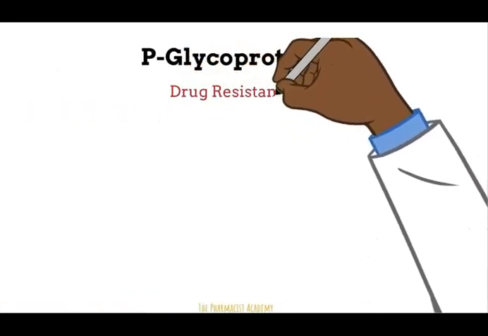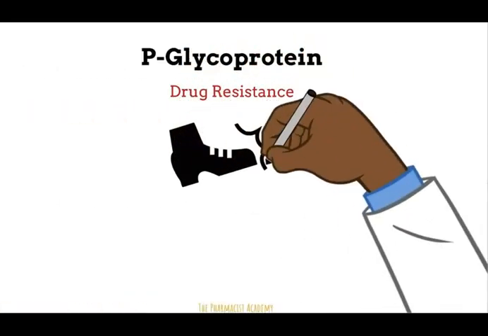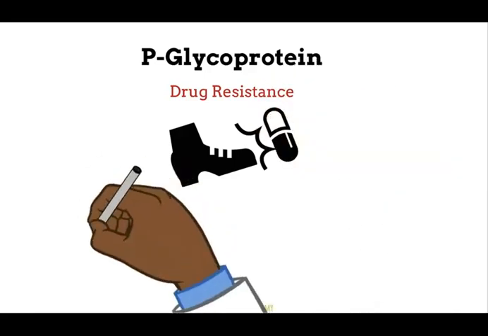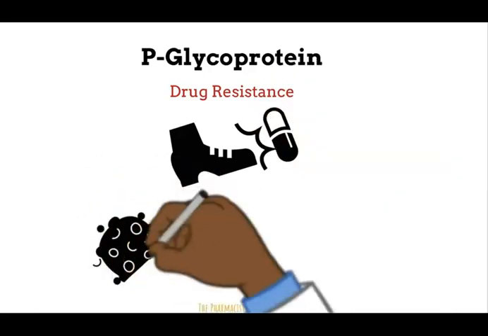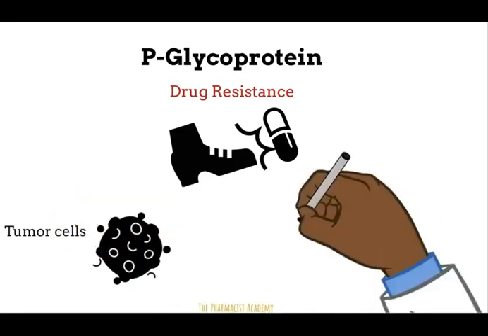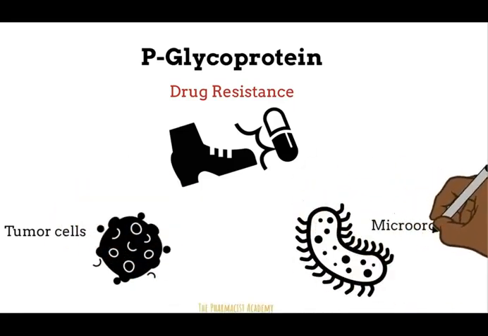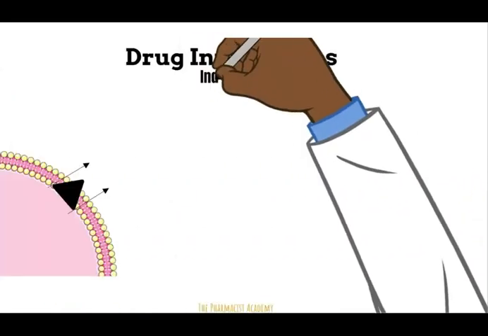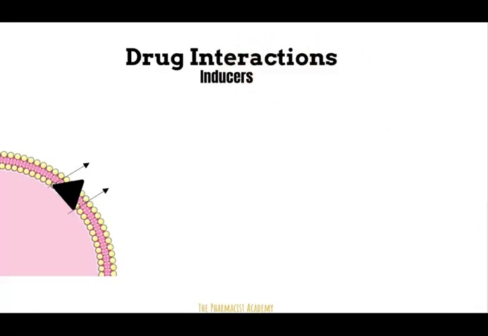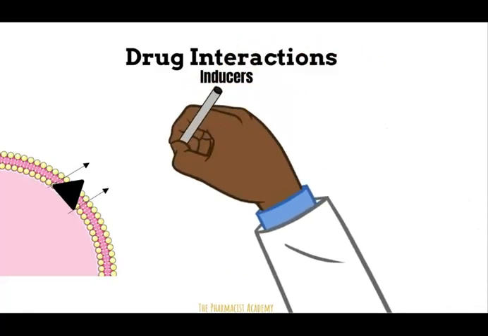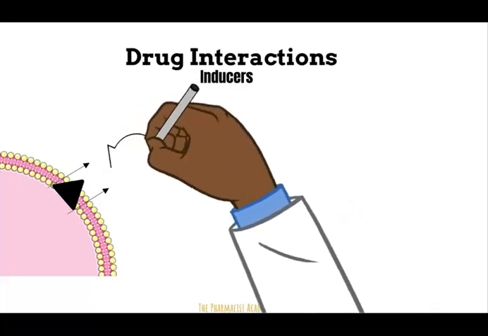Now the downside to these P-glycoproteins sometimes is it's able to kick drugs out and it can lead to drug resistance. So this could be found in tumors and also microorganisms such as bacteria and fungi. But wait, there's more. We have drugs that actually induce these proteins. So in this case, we have drug B, which is a P-glycoprotein inducer.